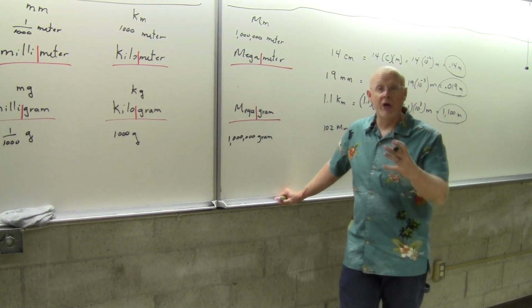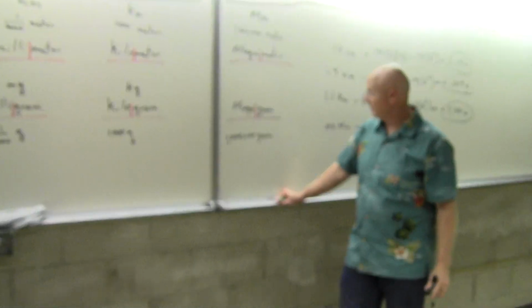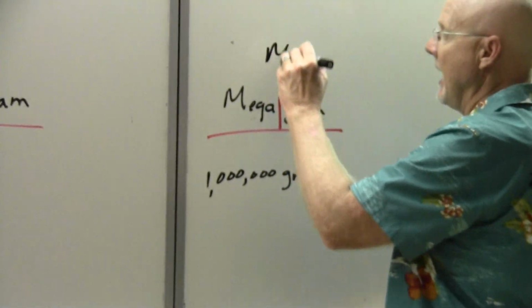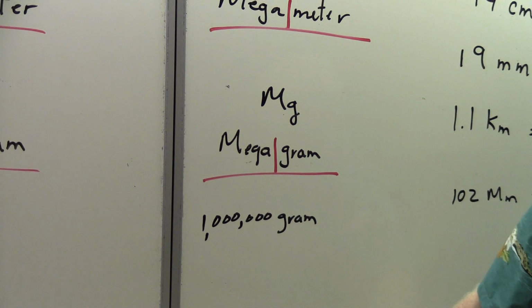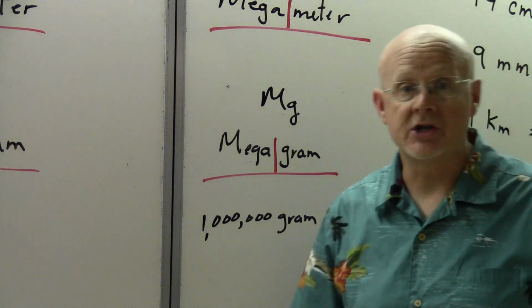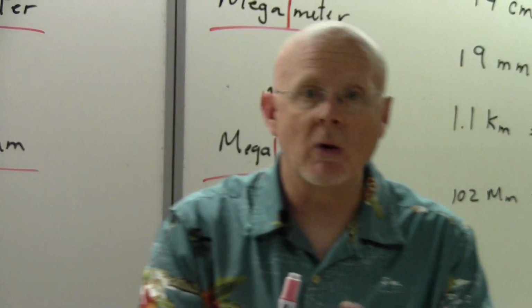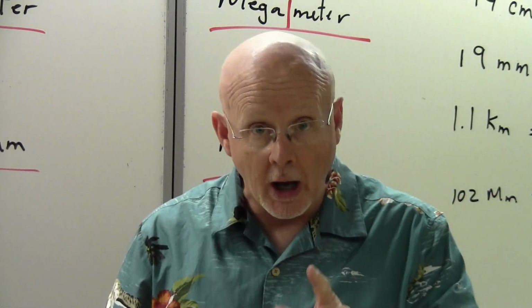And what symbol would I use for this? Well, I would use capital M for mega and lowercase g for grams. And so it would be Mg, megagrams. And so that's the big stuff of this chapter. So let me wrap this one up here. This is the end of chapter 1.